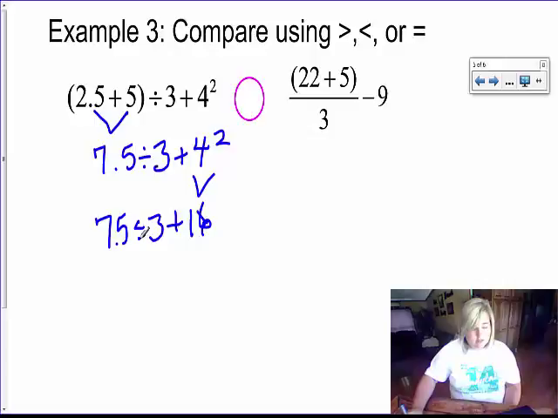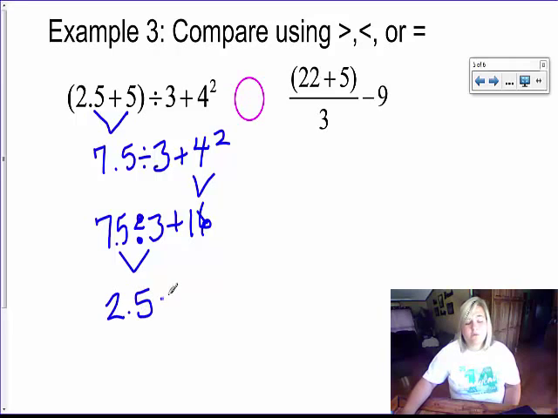So now we have to follow order of operations. We have a division here, even though it doesn't really look like it. That's what that is, a division. Okay, and we have addition. So of course the division is going to go first. So we have 7.5 divided by 3. 3 goes into 7 twice with 1 left over. So we have 2.5 plus that 16. 2.5 plus 16 is going to get us 18.5 on the left.